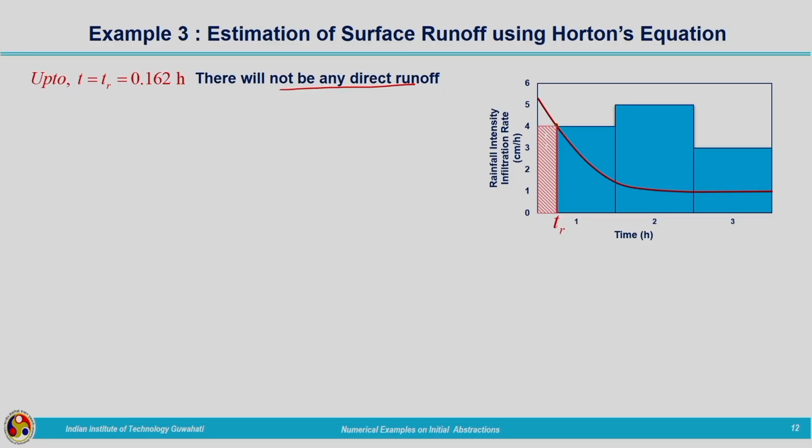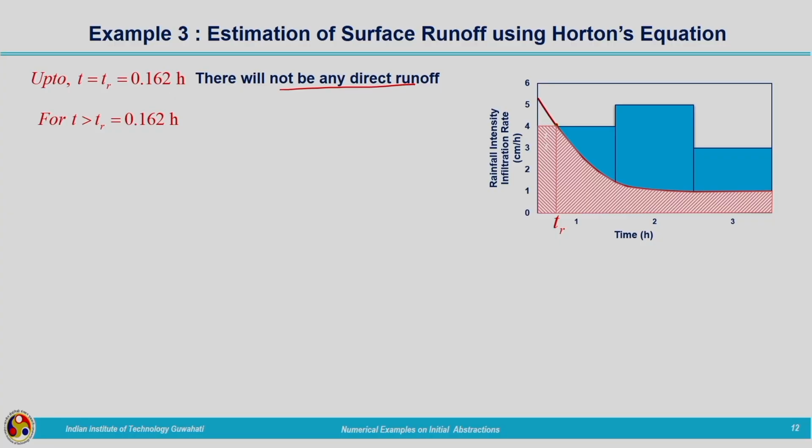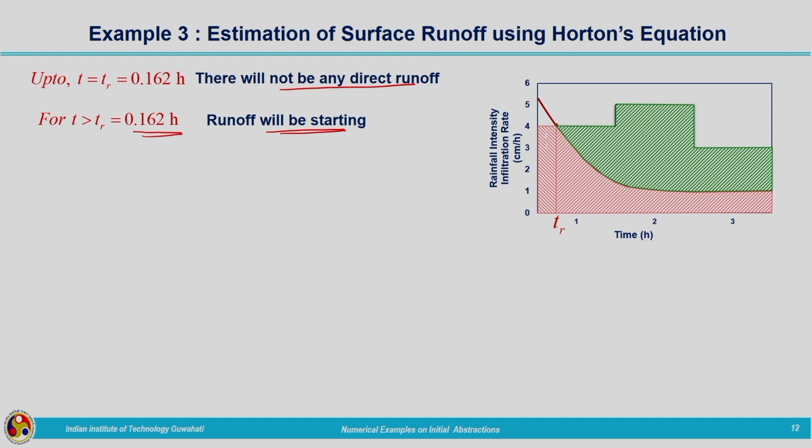And now, the area which is coming under the infiltration rate curve will be contributing towards the subsurface flow, that is infiltrated into the ground. The remaining water only contributes towards the surface runoff, that we need to quantify now. So, for T greater than TR, that is T greater than 0.162 hours, our runoff will be starting. So, we need to quantify the rainfall value after 0.162 hours, which is contributing towards the runoff value.